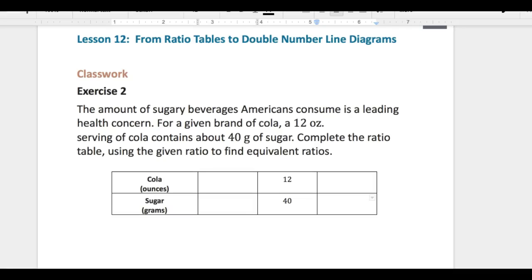Hello, and welcome to Lesson 12, where we will go from ratio tables to double number line diagrams. We will start with exercise 2 because exercise 1 was one that would be conducted in class and would need your classmates as well. But before we start with exercise 2, I would like to introduce you to the idea of a double number line diagram.